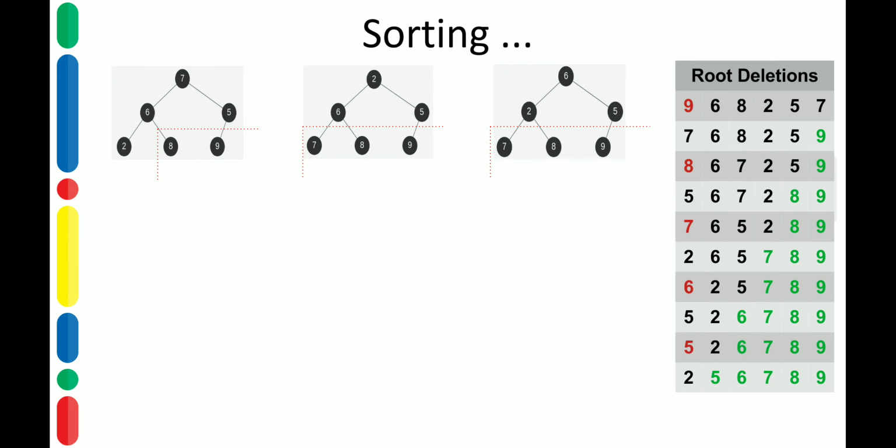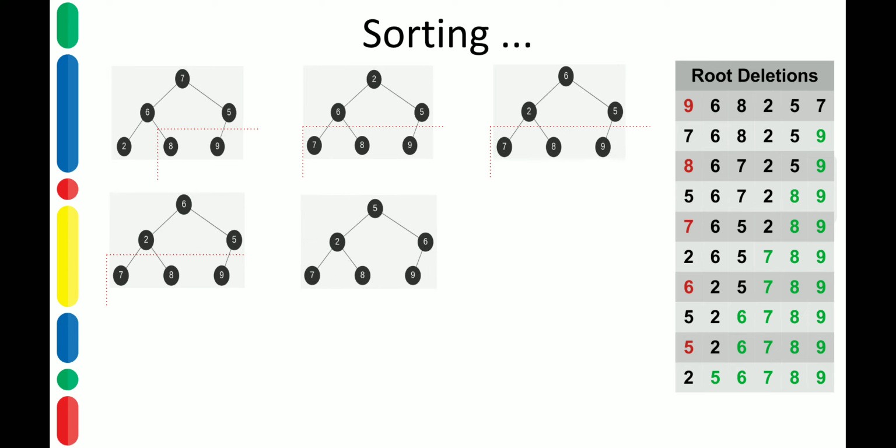Next, we need to exchange the root node 6 with the last node 5. So that becomes 5, 2, 6, 7, 8, 9. So 6 has occupied its final position in the sorted array. The remaining list 5, 2 is a heap, so there are no swaps required. We leave it as such.